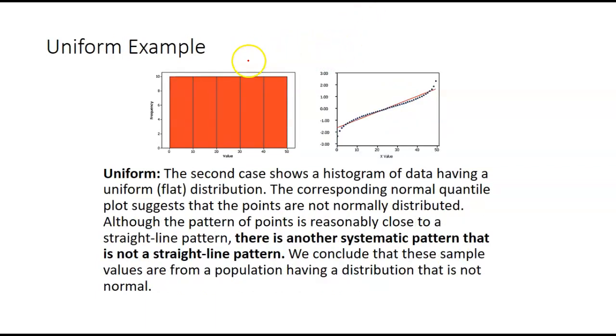Okay, the uniform example. If we have a uniform distribution, which we know is the rectangular shaped distribution, if you look at the normal quantile plot for this one, what we see here is this curvature. At first glance, it looks like it lines up very close to that straight line, but when we look a little closer, we see that it does have curvature to it and that systematic pattern, and therefore it would not be a normally distributed population.